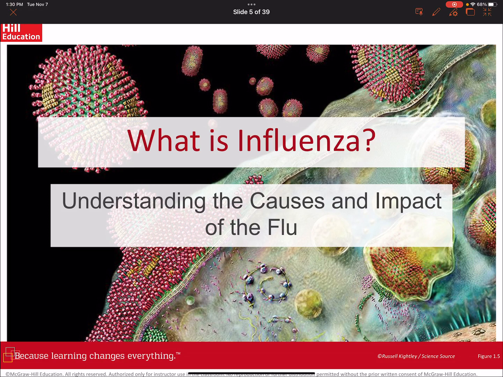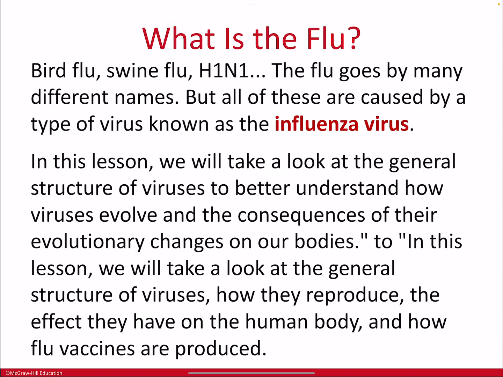We're going to look at what is influenza. So bird flu, swine flu, H1N1, all these are different types of flu, but they're all caused by a type of virus known as the influenza, which is where we get the word flu from. So, flu comes from influenza. We're going to look at what viruses are made of, what they look like, what they do to our bodies, and how they reproduce. And at the end, we're going to look at how our vaccines are produced.